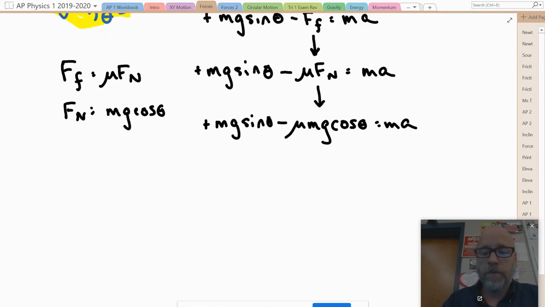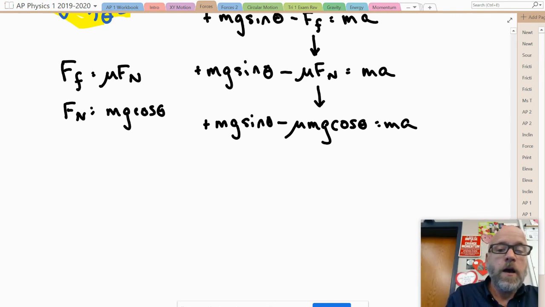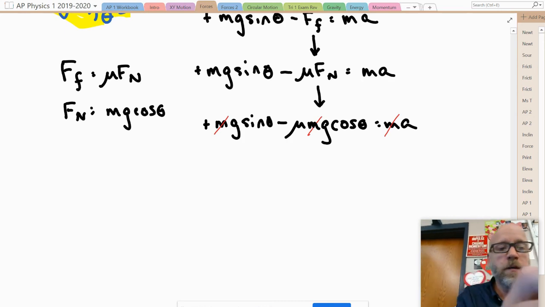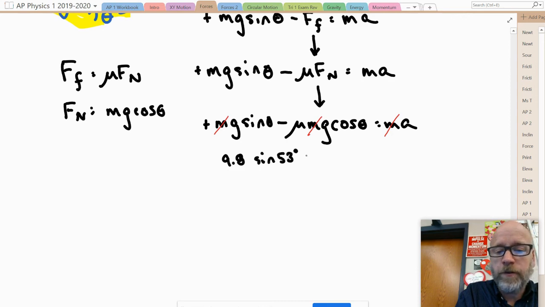So now, if I go 1 step further, I can cross off m. Now I can only do this because there's 1 m in each term. Divided both sides by m. And at this point, I think I have all the information. So I'm going to plug in my values. So I have 9.8 times the sine of 53 degrees minus 0.25 times 9.8 times the cosine of 53 degrees.